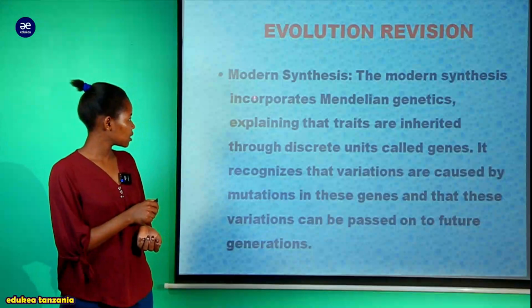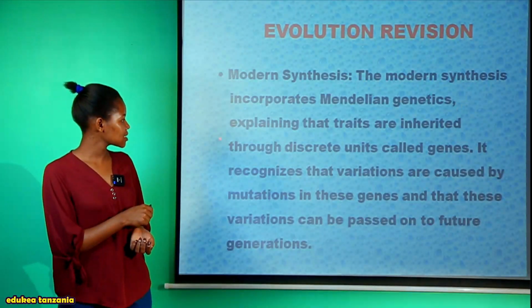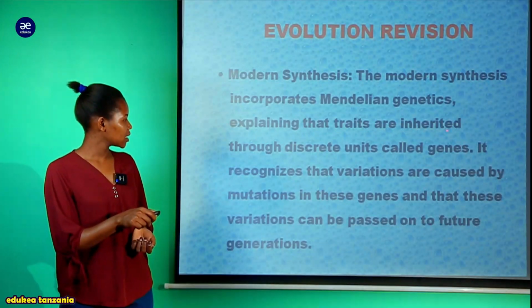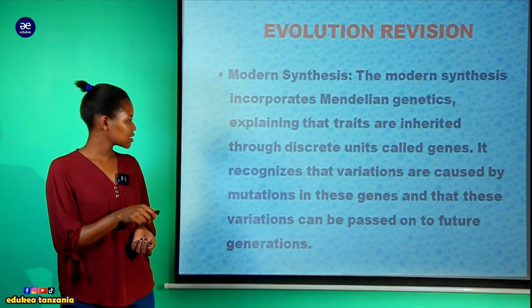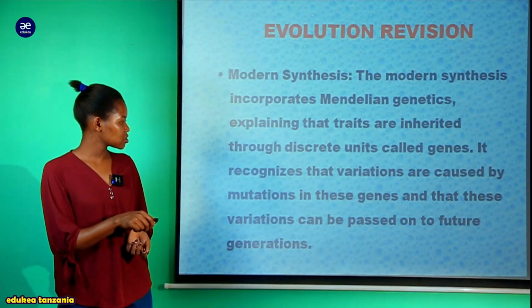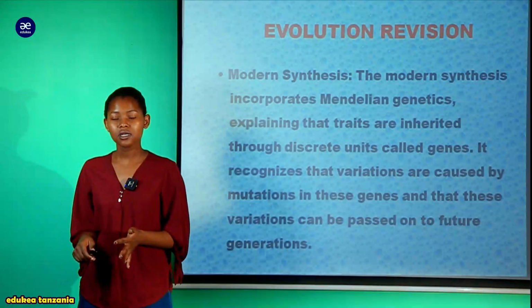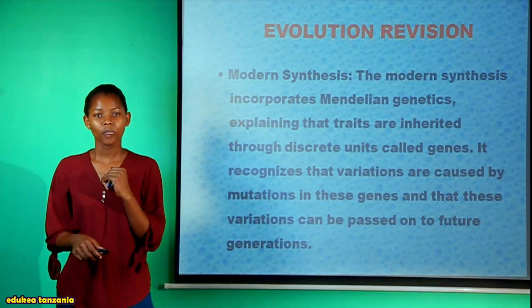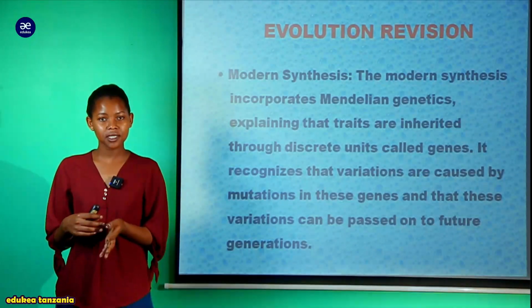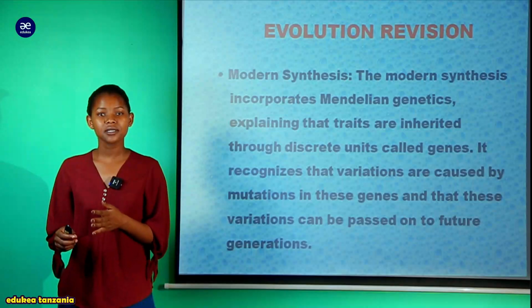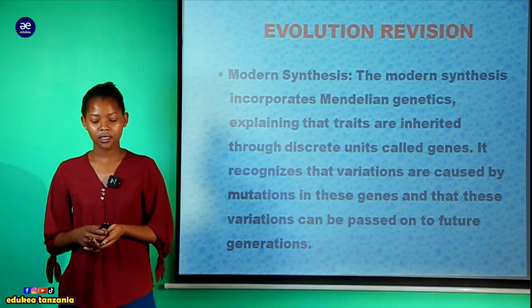On the other side, on the modern synthesis, we can see the modern synthesis incorporates Mendelian genetics, explaining that traits are inheritable through discrete units called genes. It recognizes that variations are caused by mutations in these genes and that these variations can be passed on to the future generation. So the difference is that Darwin failed to explore deeply the genetics and heredity, but the modern synthesis theory explored deeply the genetics and the inheritance.